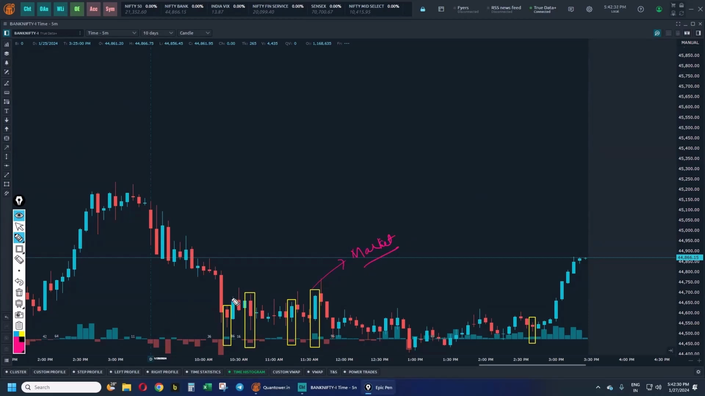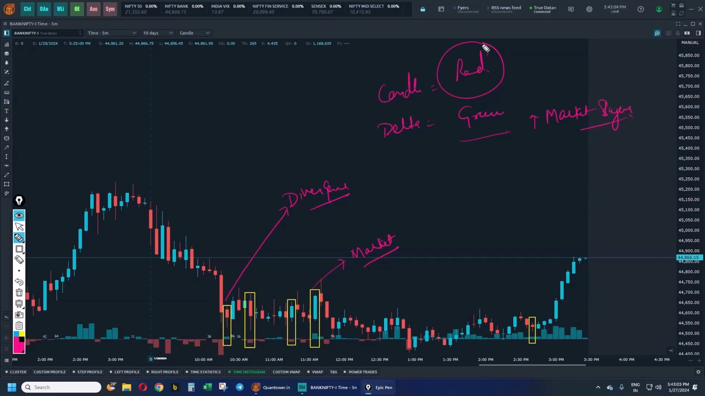But whenever you are getting a divergence, which is this divergence, and how is it a divergence? Because your delta is green, your candle is red. What I told you, delta is telling you that this is green, there are more market buyers. Then why did this candle become red?